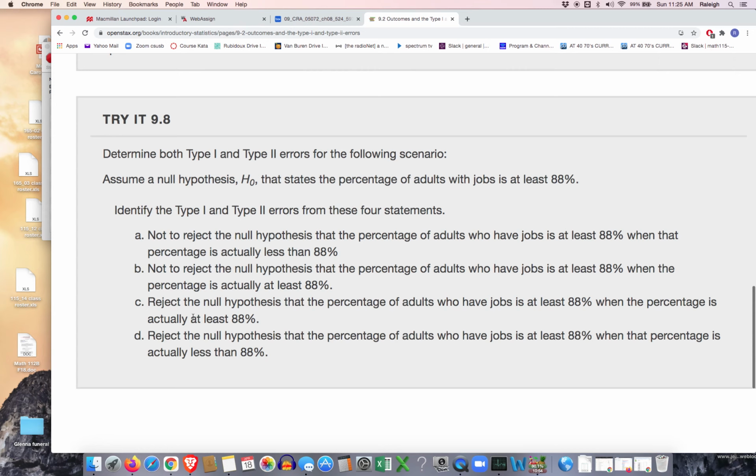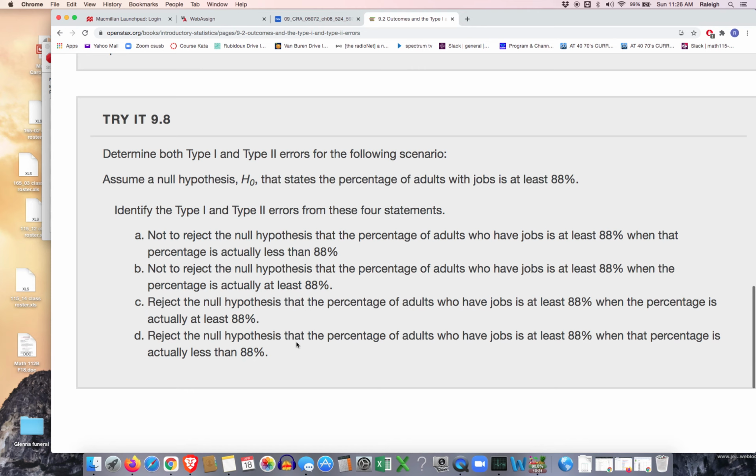Well, type 1 rejects the null hypothesis. Okay, that looks like it'd be C or D. Let me read C. Reject the null hypothesis that the percentage of adults who have jobs is at least 88%, but the percentage is actually at least 88%. They said at least 88, and it is at least 88. That one does look like a type 1 error.